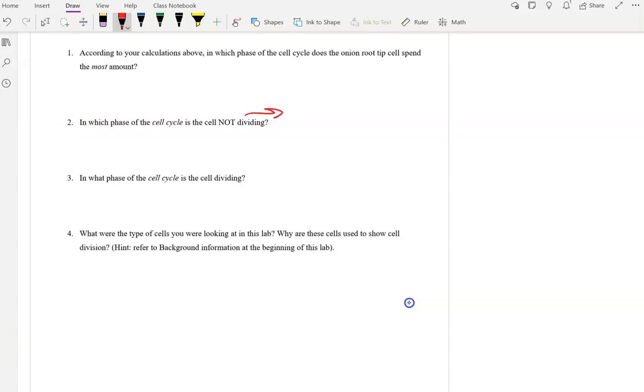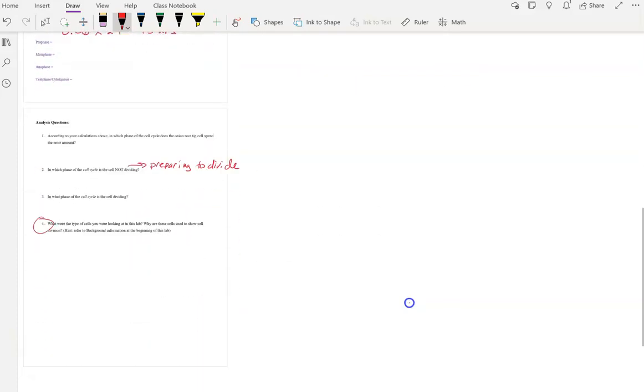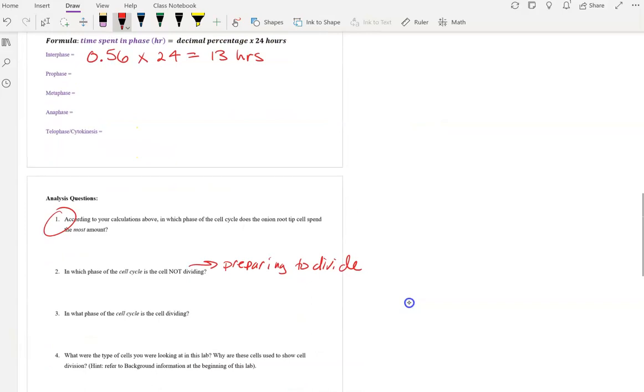And I do want to clarify, by not dividing, I mean the cell is preparing to divide. So you can look back in your notes in what phase is the cell, not physically, not in the dividing part yet, but rather when is it preparing to divide in all of those phases of the cell cycle. And then in what phase is the cell actually physically dividing in half. This you can read the background information at the top here to answer that question. I kind of already answered that at the beginning of this video as well. And then this answer, you can just look at the calculations up here.